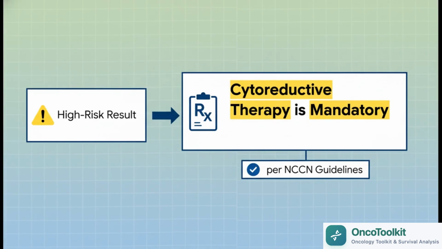Okay, so step 3 is the so what part, translating that output into action. Based on NCCN guidelines, a high-risk result means cytoreductive therapy is mandatory. The tool doesn't just give you a number, it connects you directly to the standard of care.